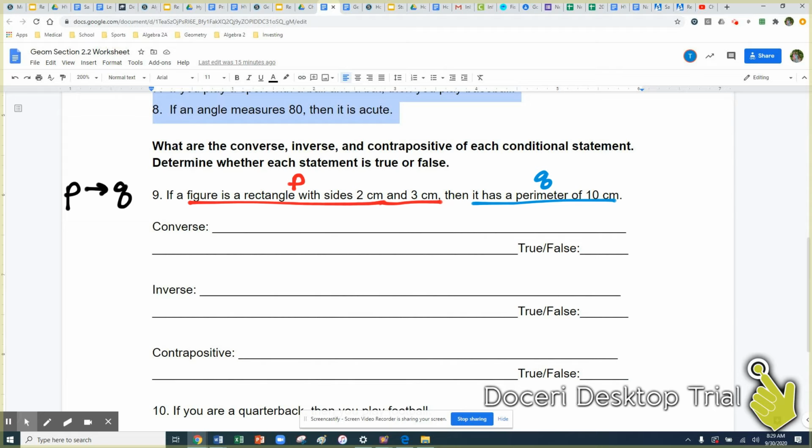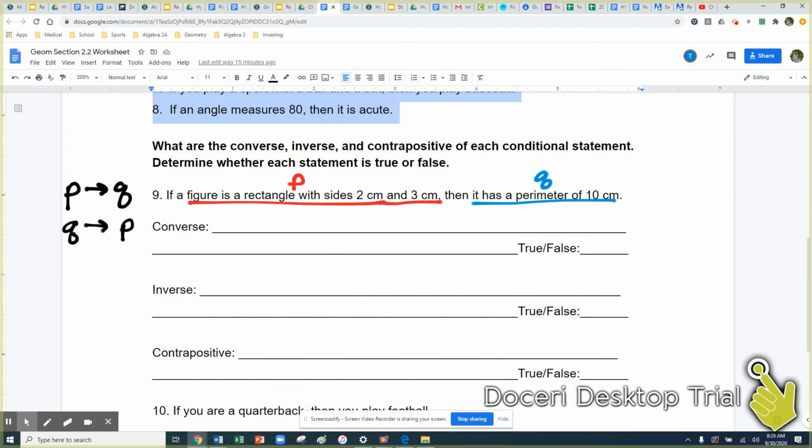First is the converse. And I kind of mentioned it above when we talked about the Thanksgiving one. The converse takes the hypothesis and conclusion and flips them. So the converse is if Q, then P. And I'm going to write out the converse, and we'll look at its truth value. We'll see if it's true or false.